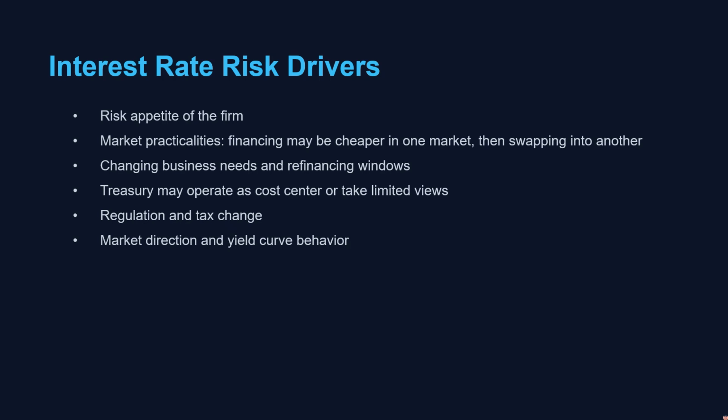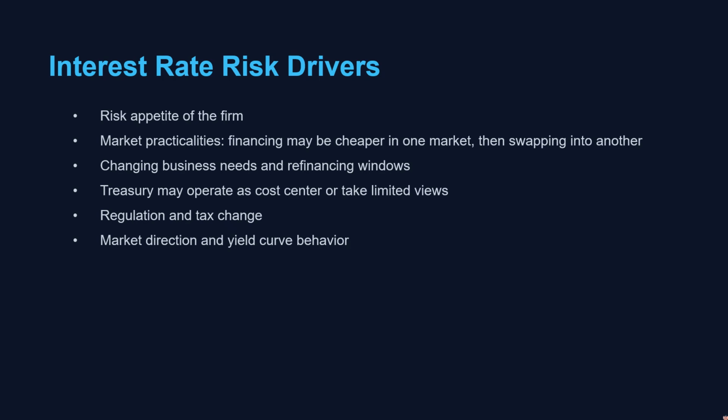Practical market considerations also matter. A firm may be able to borrow more cheaply in one market and then use a swap to transform the exposure into the desired form. This is a standard reason for using swaps for most of the banks and institutions. Business needs also evolve. For example, refinancing windows, acquisition plans, capital spending, and cash flow timing can all change the desired interest rate profile of an institution.